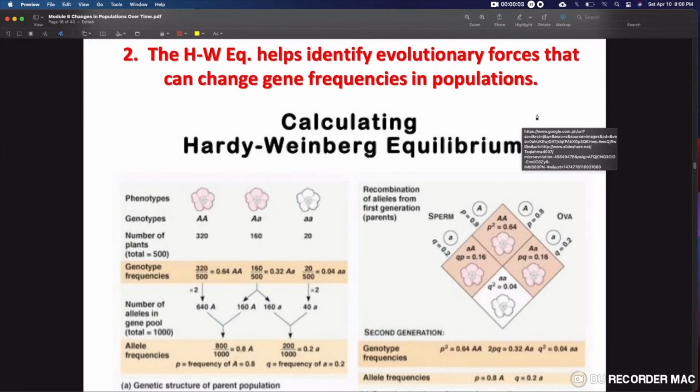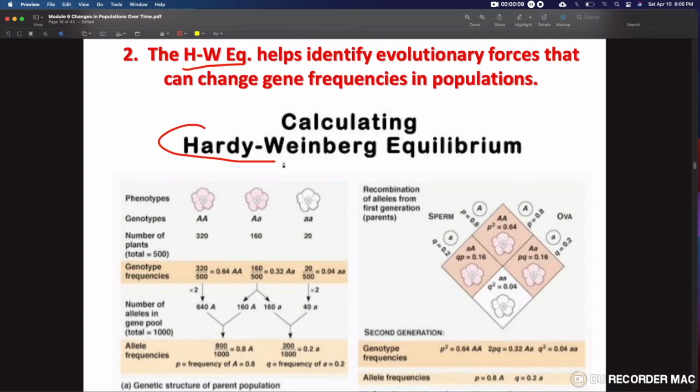Anyway, next up for evolutionary ecology is the Hardy-Weinberg equilibrium. So what is the Hardy-Weinberg equilibrium? Essentially, the cool thing about the Hardy-Weinberg equilibrium theory and equation is that it can help us predict the evolutionary forces at play that can change the frequency of genes in your population. So how does the Hardy-Weinberg work? Well, first of all, what is the Hardy-Weinberg equation?